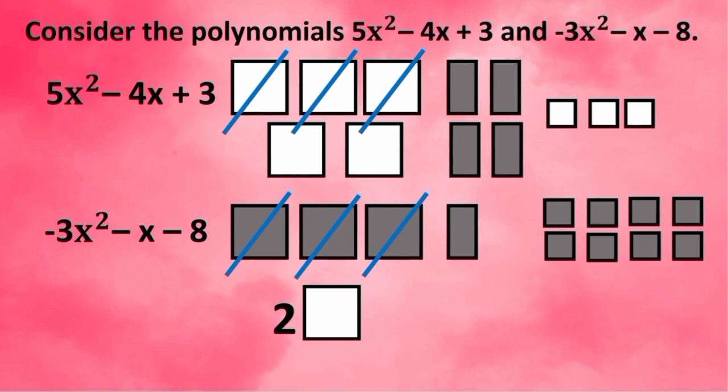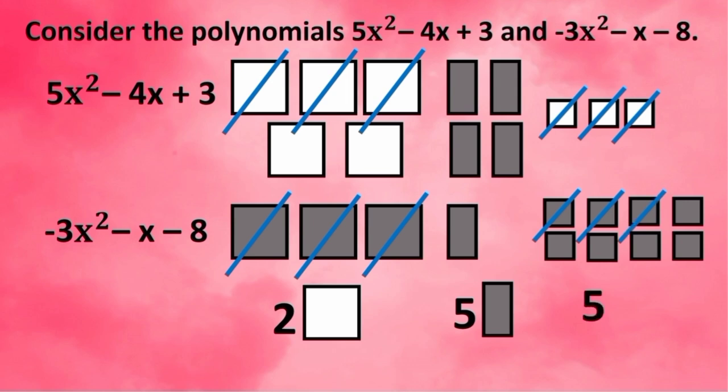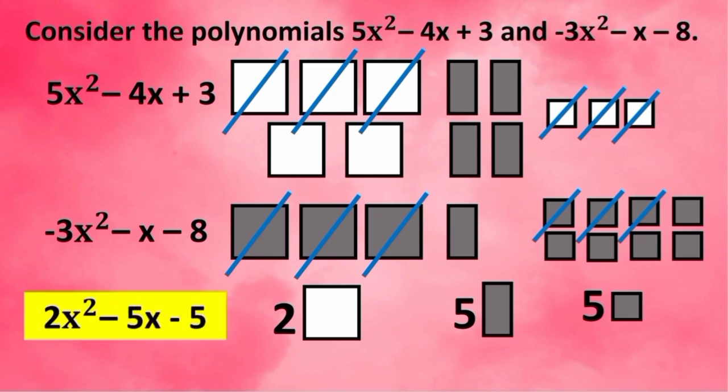For our rectangle, we have the same value. So we will add the rectangles. We have 5 shaded rectangles. For our constant term, we cancel out the positive and the negative terms. So we have 5 remaining small shaded squares. Our final answer is 2x squared minus 5x minus 5.